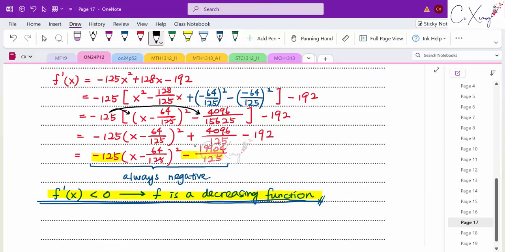Okay, so this is what we have for our October/November 2024 paper 1-2.